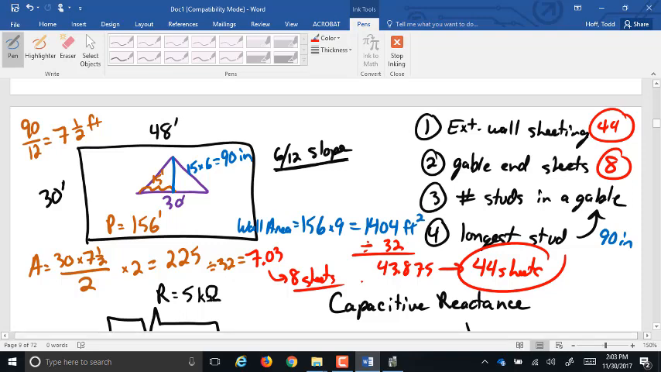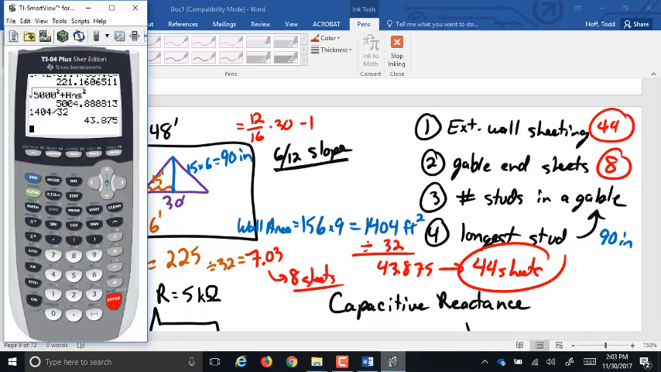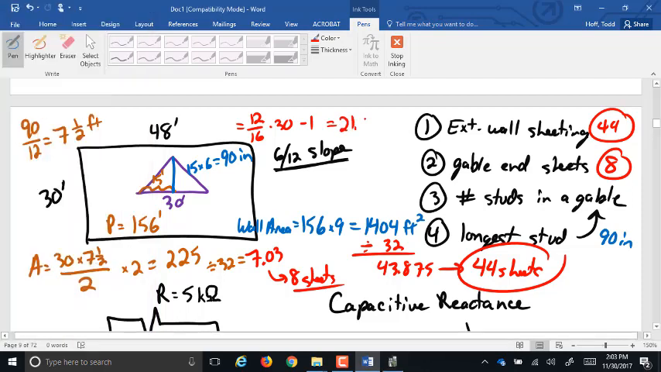Number of studs in the gable end? Well, it's 30 feet. I didn't tell you on center, but you can assume 16. So 12 over 16 times 30 minus 1. I'm just going to do that in the calculator. 12 divided by 16 times 30 and then minus 1. It tells us 21.5. We're going to say 22 studs. Chances are only 21 is all you'd use. But generally, you put one in the middle, then work out towards the edges. Once that stud gets to be less than 16 inches in height, you usually aren't going to use it anyway.